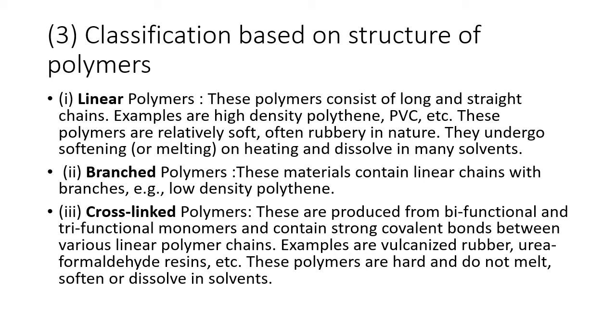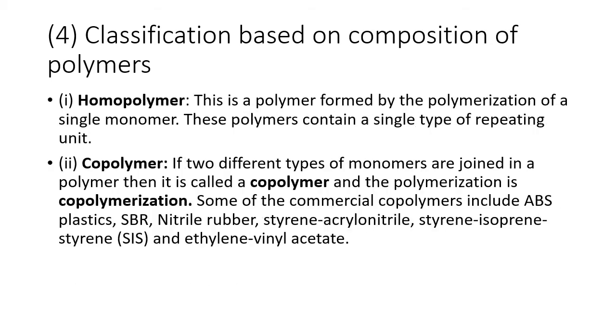Branched polymers, as you also know, these materials contain linear chains with branches, and they are low density polymers. Example is low density polythene. Now next is cross-linked polymer. These are produced, as you already know, from bifunctional and trifunctional monomers, and they contain strong covalent bonds between various linear polymer chains. Examples are vulcanized rubber, urea formaldehyde resins, etc. And as you know these polymers are hard and they do not melt, soften or dissolve in solvents.